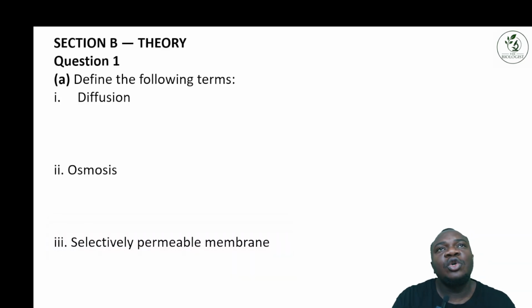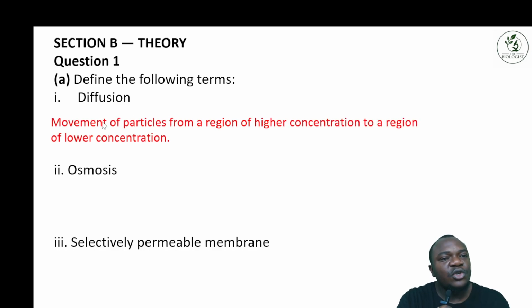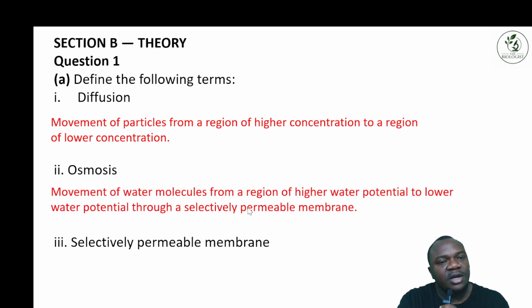So now I'm going to go through some theory questions. The first one is define the following terms. The first one is diffusion. This is the movement of particles from a region of higher concentration to a region of lower concentration. Osmosis requires a membrane. It is the movement of water molecules from a region of higher water potential to a lower water potential through a selectively permeable membrane.